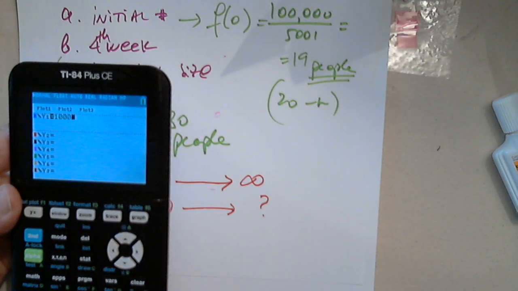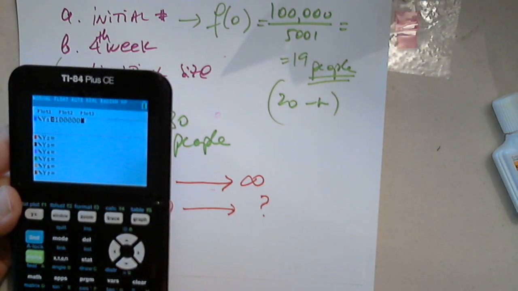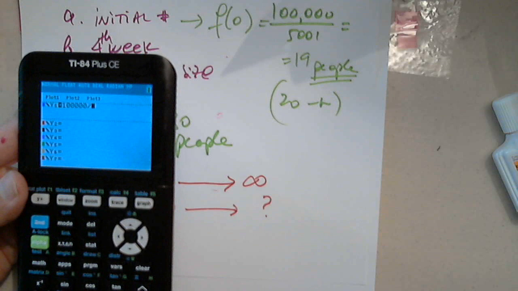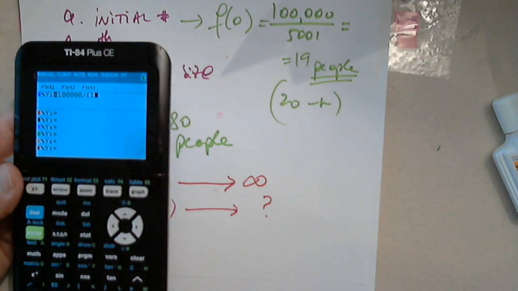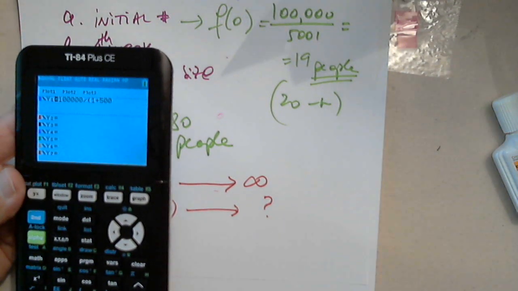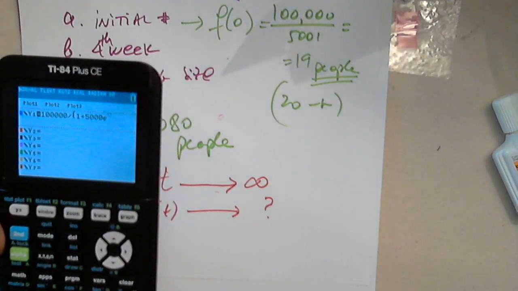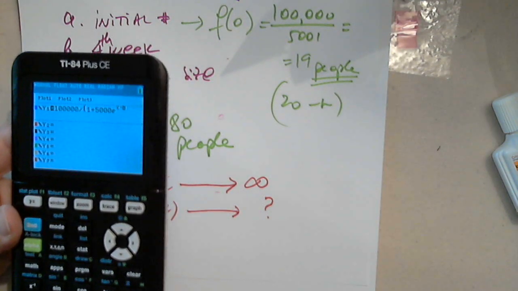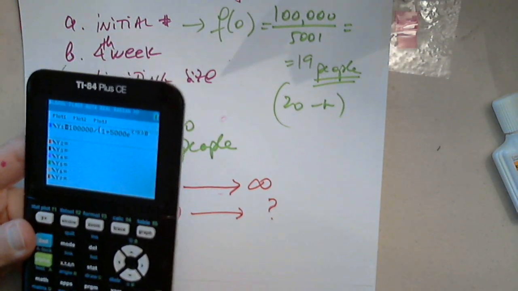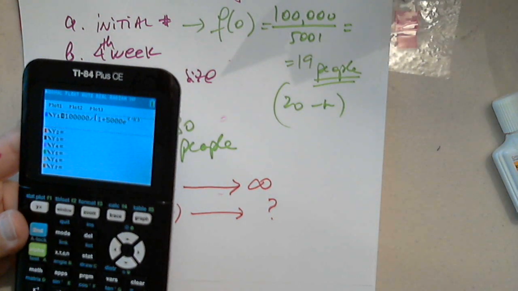So let's put in the function in the graphing calculator, 100,000, and y equals, please. Now the function, because we want to plug in more than one value, divided by, in parentheses, 1 plus 5,000. Stop me if you fall behind or you need help with this. Second and e again, in parentheses, negative x, close the parenthesis, and close the parenthesis for the denominator.